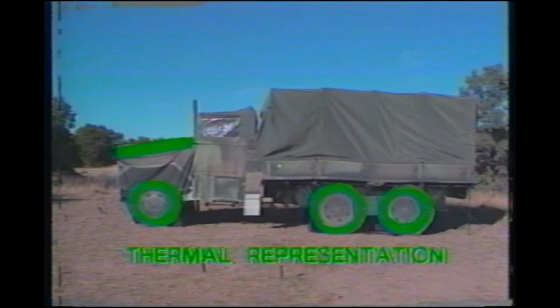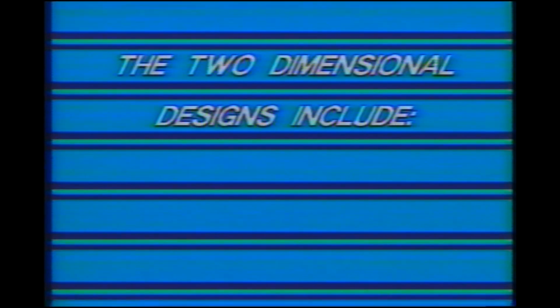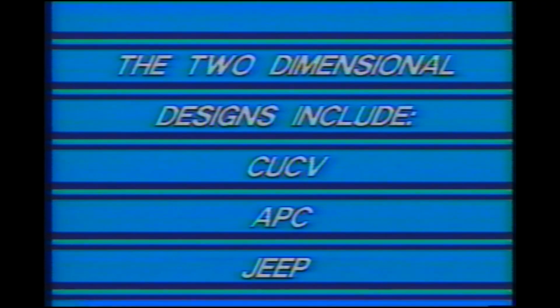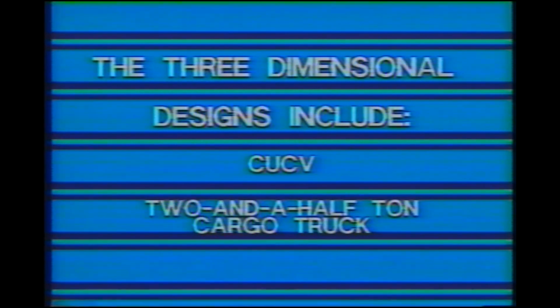shut down modes of a variety of U.S. military vehicles. Within the logistics base and critical node, 2 types of mechanical devices are used: 2-dimensional and 3-dimensional replicas. The 2-dimensional designs include the Cutby, the APC, and the Jeep. The 3-dimensional designs include the Cutby, the 2.5-ton cargo truck, and the Jeep.